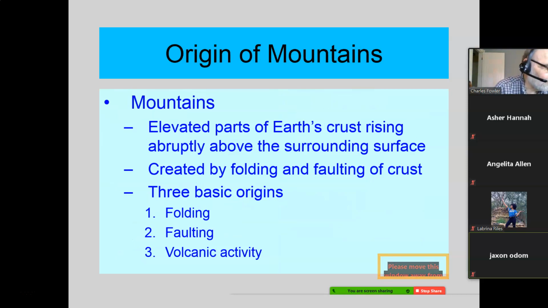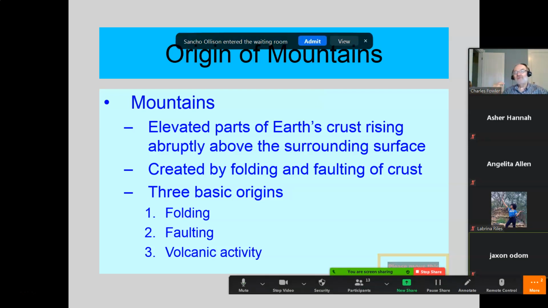So now we're in 1904 on page 493, the origin of mountains. Now, what is a mountain? A mountain is an elevated part of the Earth's crust that rises abruptly above the surrounding surface. Okay? It can be caused in one of three ways. They mention two right here: created by folding of the Earth's surface, that could form a mountain; faulting of the crust, that could form a mountain; or, and they mention that below, volcanic activity, which could also cause it.